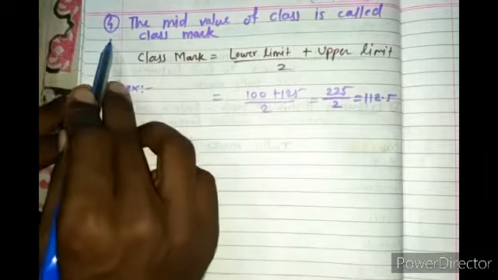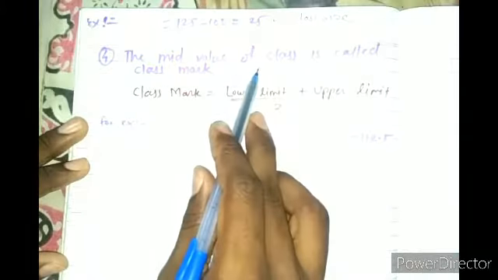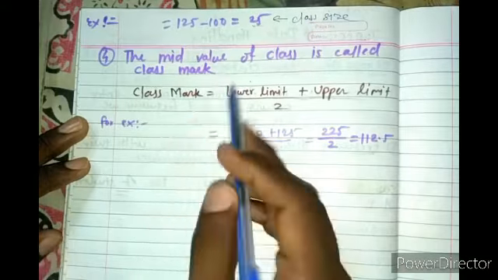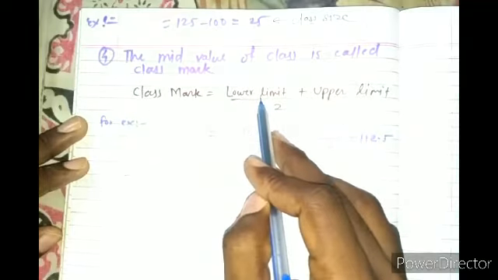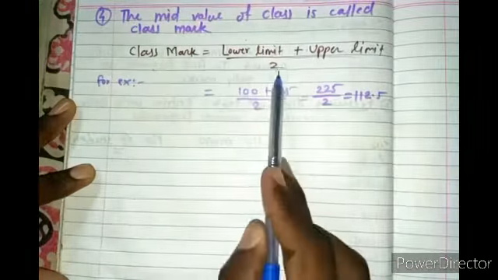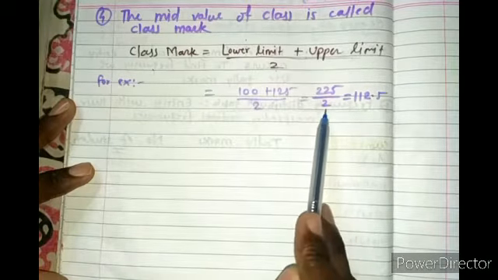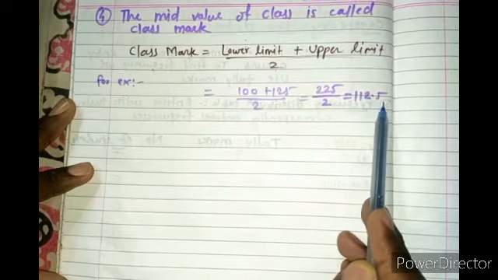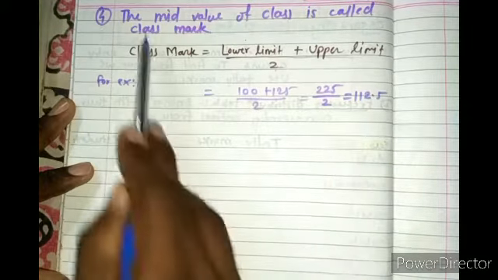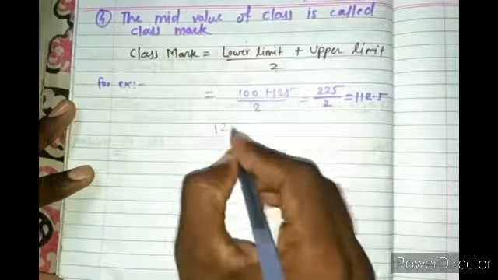Now the next point is what is the mid value of the class. The mid value of the class is called the class mark. And what is class mark? It is the average of the sum of the lower class limit and upper class limit. So the formula written here is lower class limit plus upper class limit divided by 2. For example, 100 plus 125 upon 2, 225 upon 2, and the answer is 112.5. So this is the class mark, meaning in basic language we can say the mid value. Mid value of what? Mid value of this class.